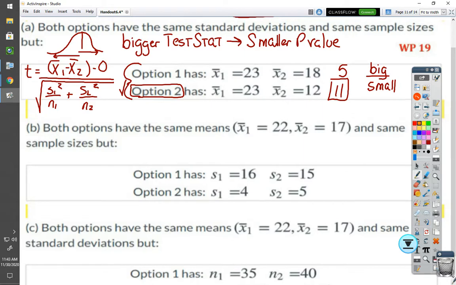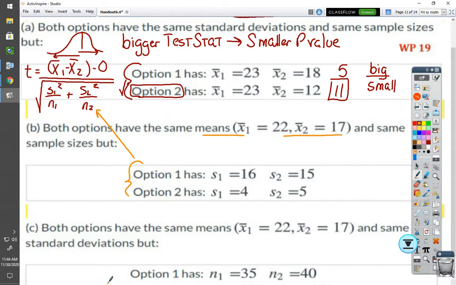Let's look at that in option number 2. Now the means have the same mean value, so the numerator is not going to change. The only thing that's going to change now is the denominator. So now we have to look at the denominator and ask which one is going to produce a smaller value. Remember, if the denominator is smaller, it'll make the number bigger, or if the numerator is bigger, it makes the number bigger.